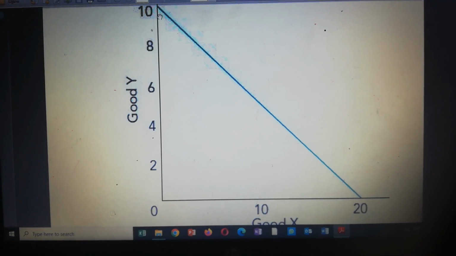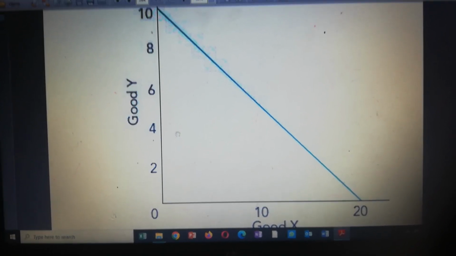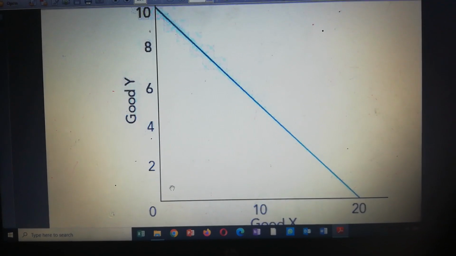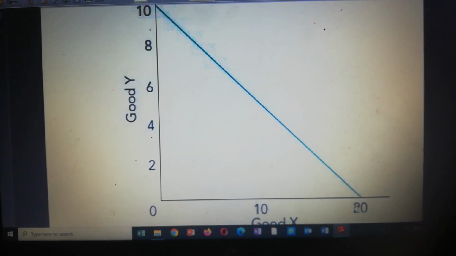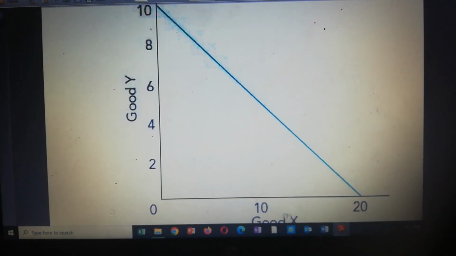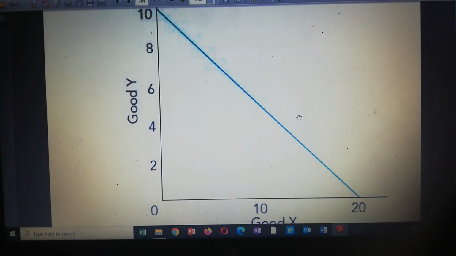If the consumer spends on 10Y, basically the consumer will be left with nothing to spend on X. So as you can see here, if you spend like 20 on X, that will be 20 times 10. The consumer will have 0 units of Y. So this is known as the budget line that we are seeing here.